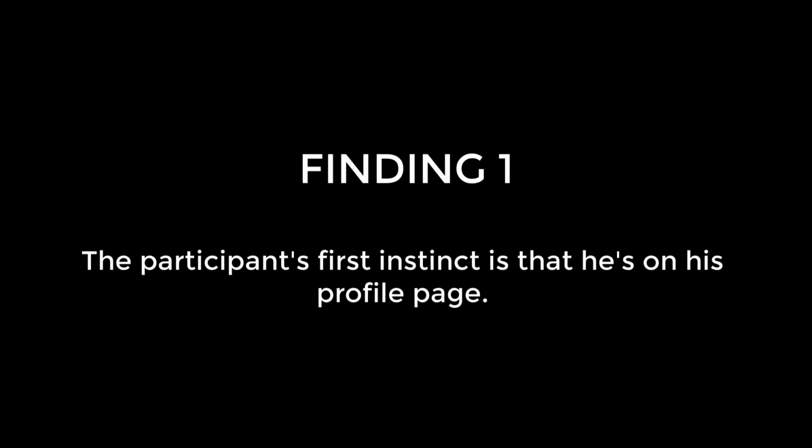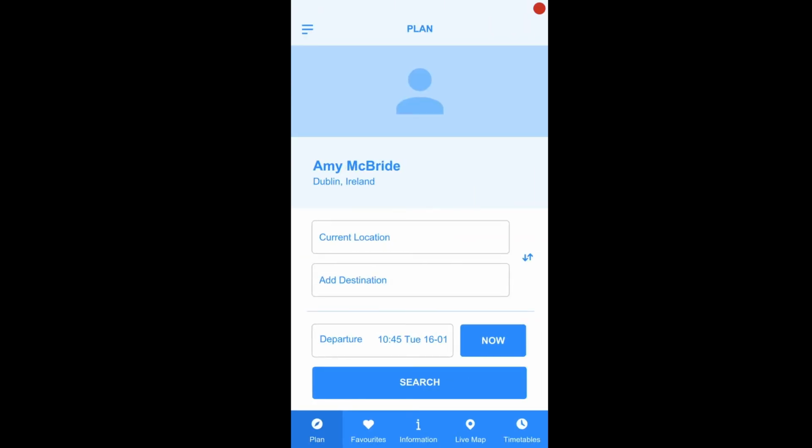The participant's first instinct is that he's on his profile page. Okay, so you see there, it's probably your profile page, so you can add an image in the top. Your current location probably will be able to pick that up. If I click it, it might allow me to geolocate me automatically.